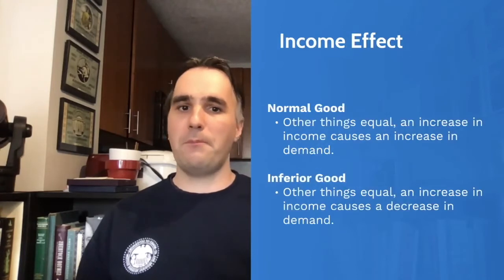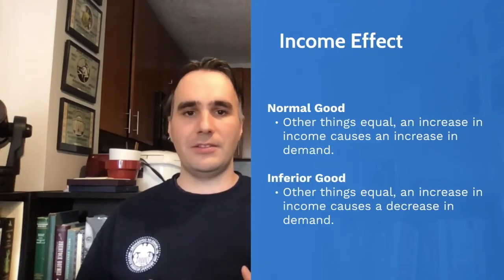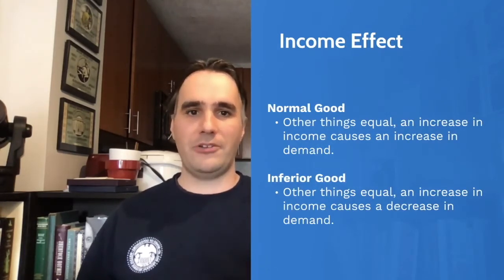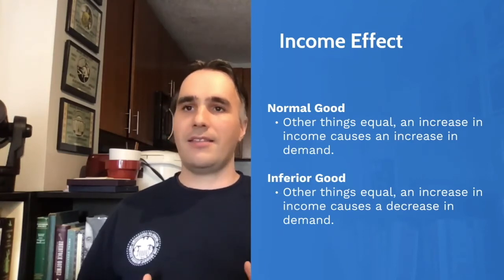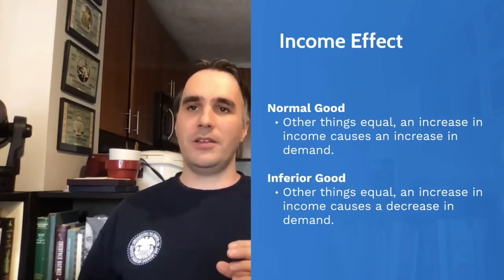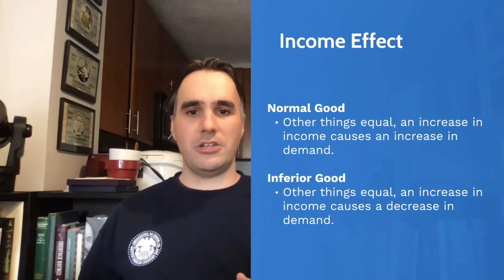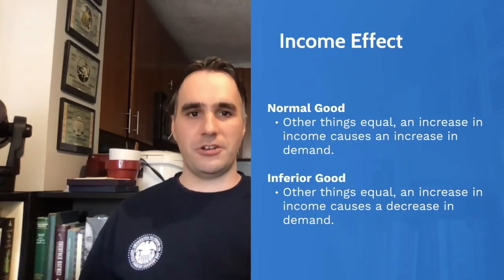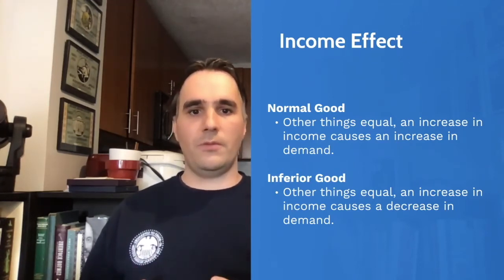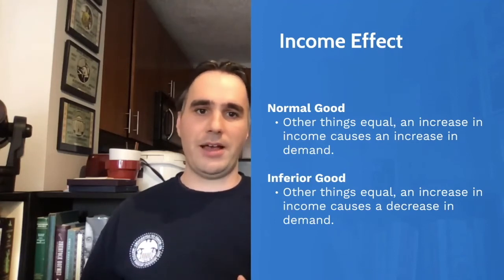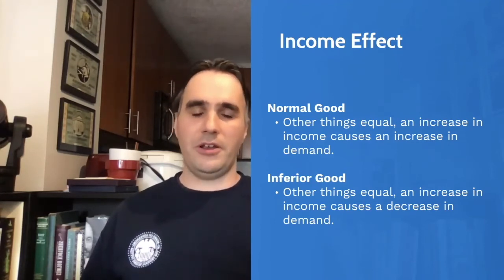So the big one, and economists think about this a lot, and we spend a lot of time trying to understand, is the income effect. The income effect is really talking about how a change in your income will cause a change in your demand. So we have 2 types of goods we can think about here: a normal good and an inferior good.